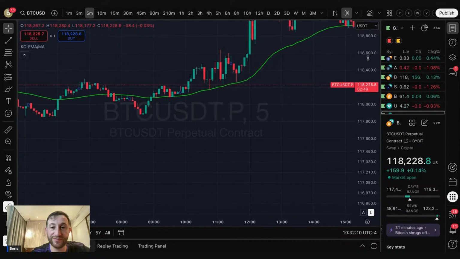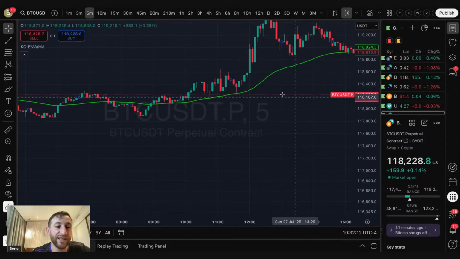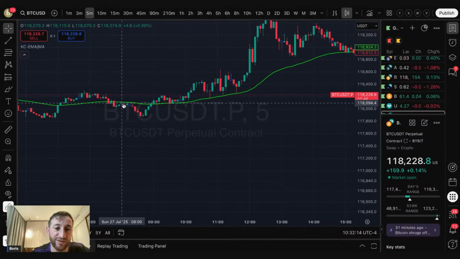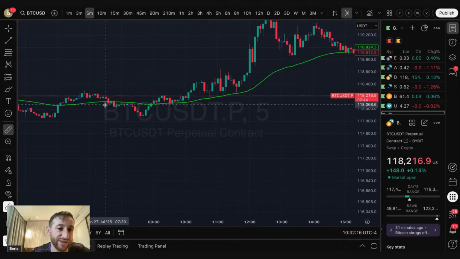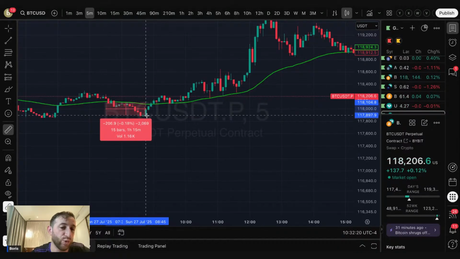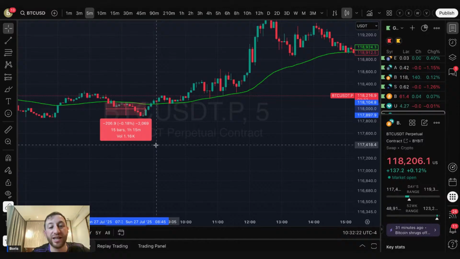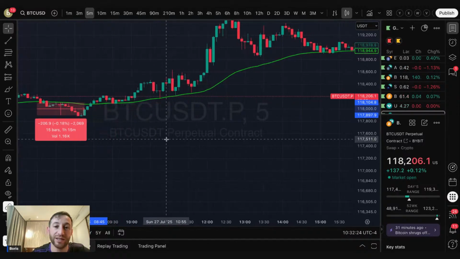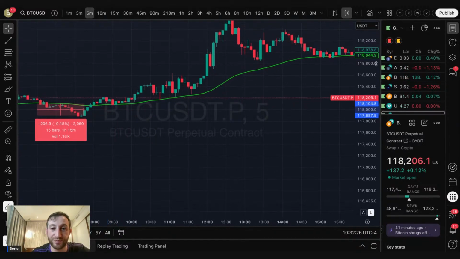So you can see this very clearly. Even if you were able to catch a short, it would be a very, very small move. Let's say you went for this movement, this would have been only a 0.18% move. Even with leverage, this would have been hard to make profits on.